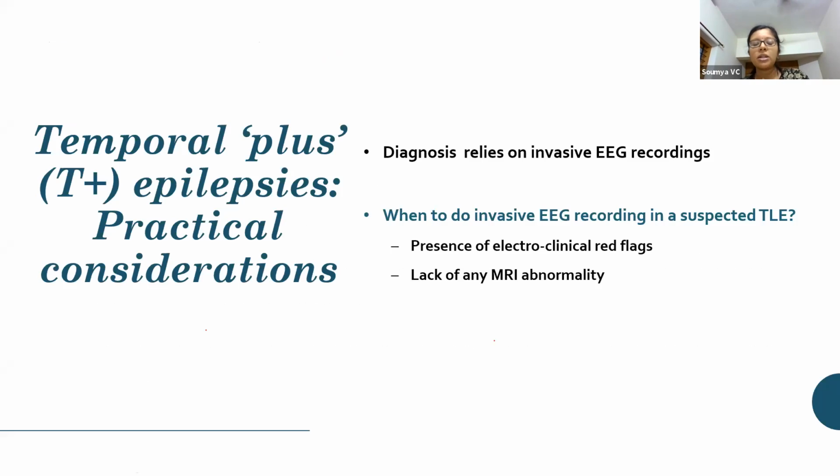So based on this, what we finally understand is that to make a definitive diagnosis of temporal plus epilepsy, the diagnosis mainly relies on invasive EEG recordings. We plan invasive EEG recording in a patient suspected to have temporal lobe epilepsy when the electroclinical features are mainly suggestive of a temporal lobe epilepsy, but with electroclinical red flags, which I will be dealing with in the next slides, and with the lack of any definite MRI abnormality.